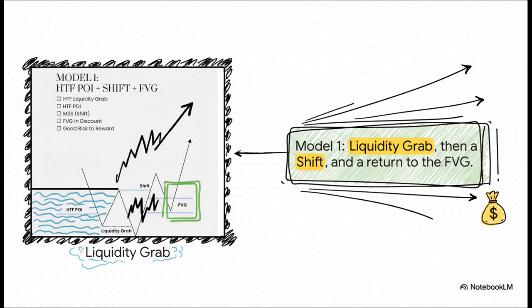First, see how price dips down to perform a liquidity grab? It's taking out all those orders that were resting below that previous low. Then, boom, we get that powerful move up. That's our shift in market structure. That aggressive move leaves behind a fair value gap, our FVG, and the textbook setup is that you wait for price to come back and test that gap before it continues higher.